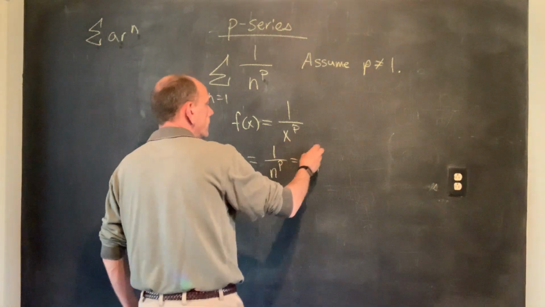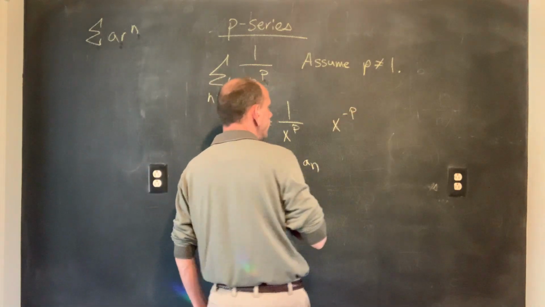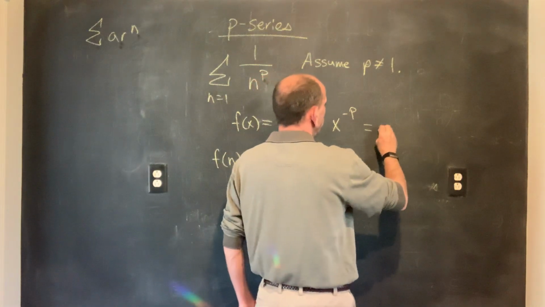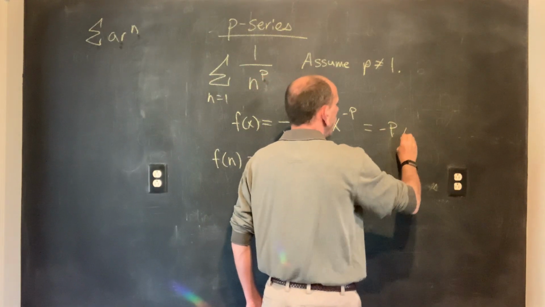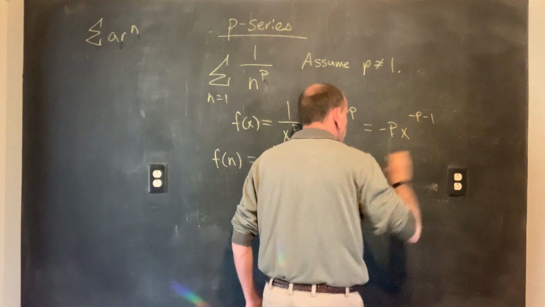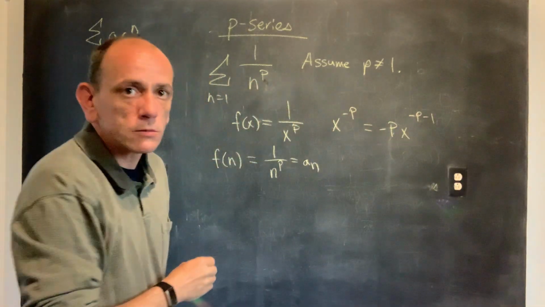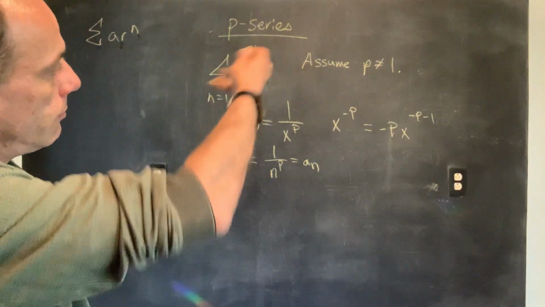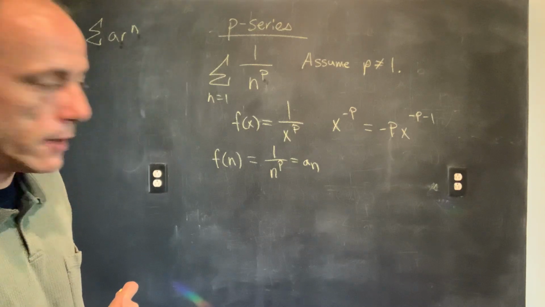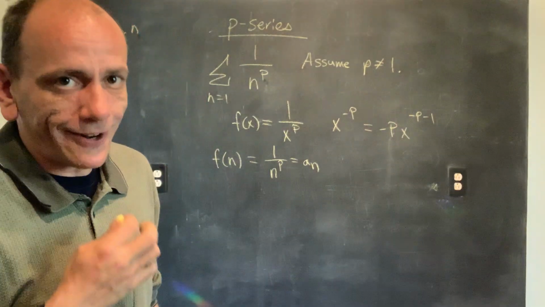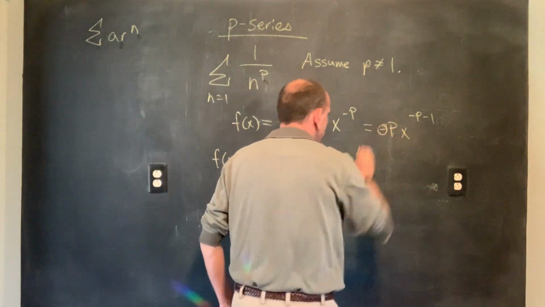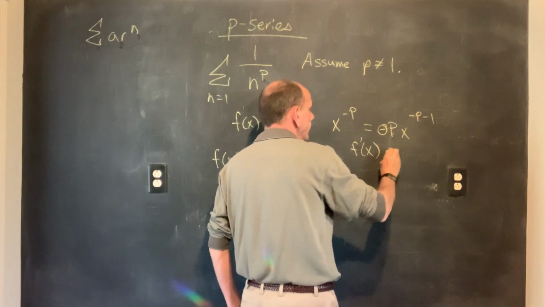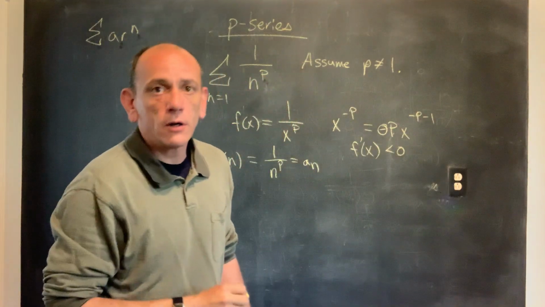Now my derivative, this is x to the negative p, right? So my derivative is negative p x to the negative p minus 1, straight up power rule. So bring it down, subtract 1, right? That's the power rule for derivatives. But that doesn't really matter. We don't really care about all that. What we care about is this, right? That means that the derivative f prime of x is less than 0. It's a negative number, so it's decreasing.